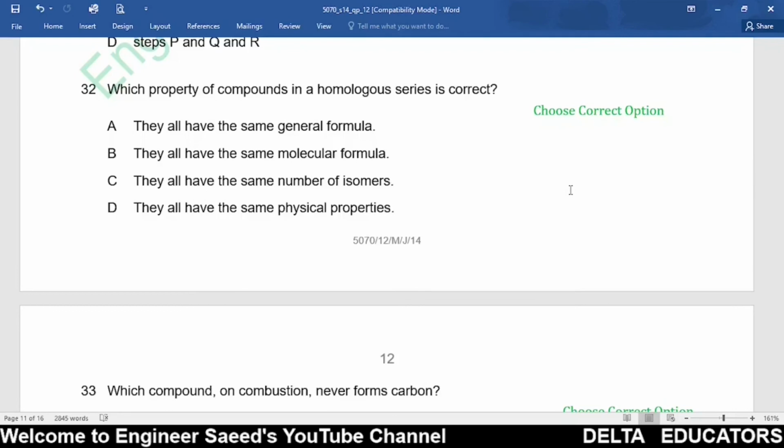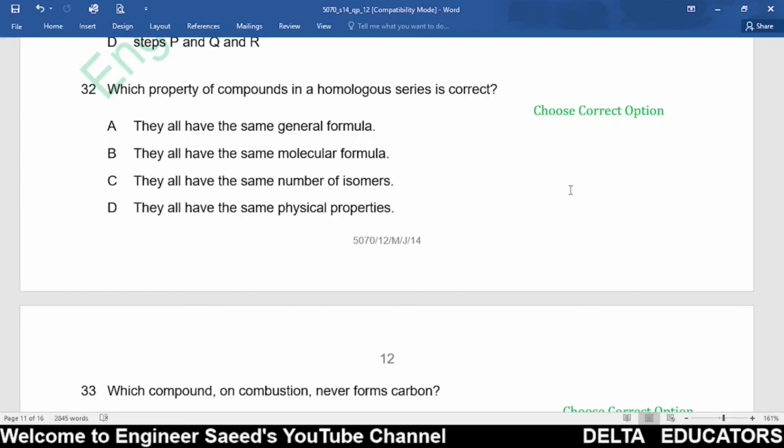Question number 32. Which property of compounds in a homologous series is correct? Option A, they all have the same general formula. Yes, this one is correct. In a homologous series, all the compounds have a general formula. As an example, in alkane, the general formula is CnH2n+2.